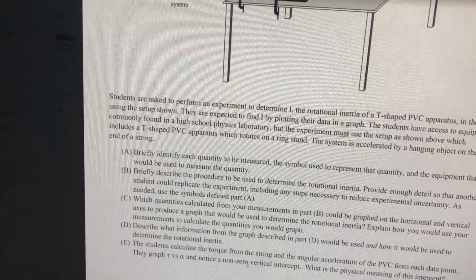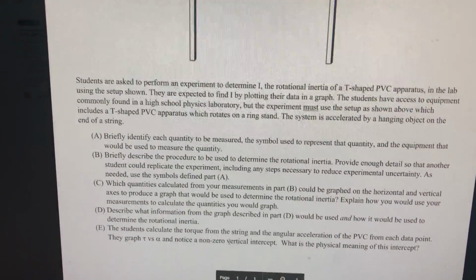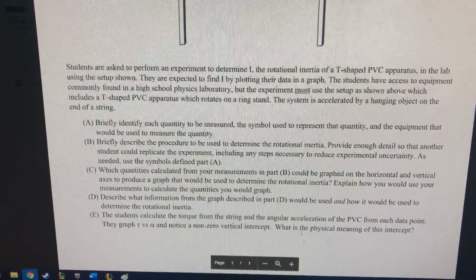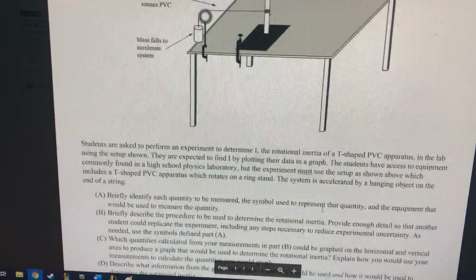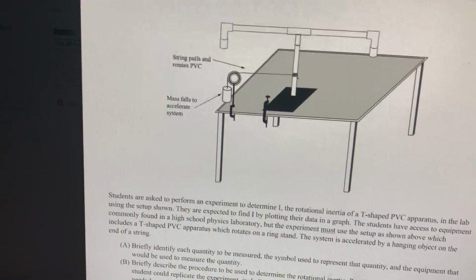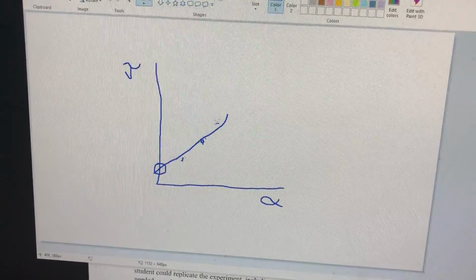It says non-zero, but I have deduced that it also should be positive. Anyways, that's another thing. But what is the physical meaning? So let's think about this. Let's go back here. So we said the torque depends on the mass, right?